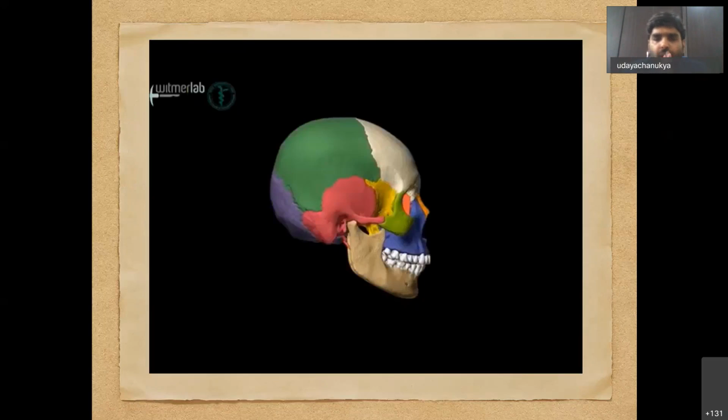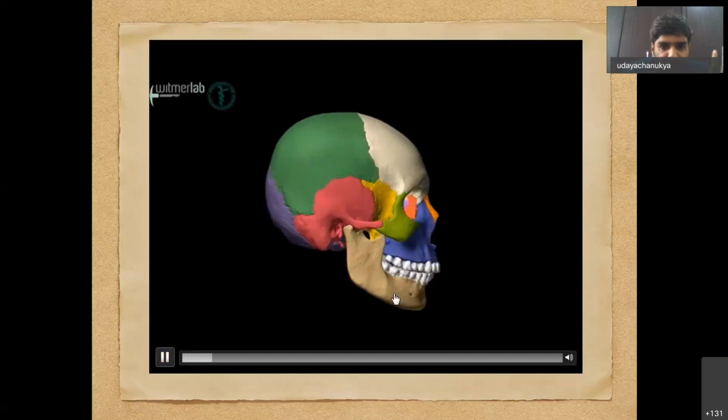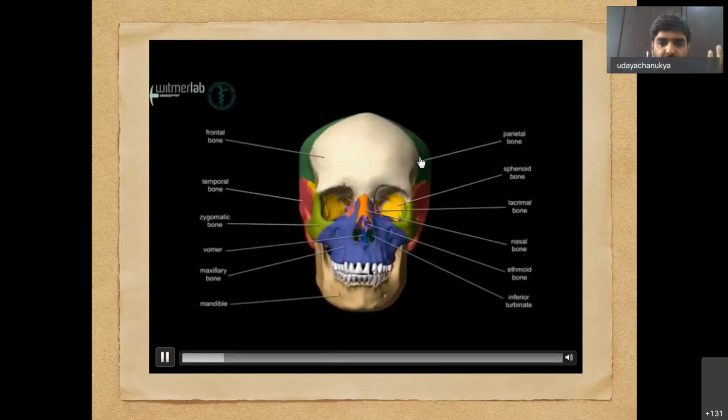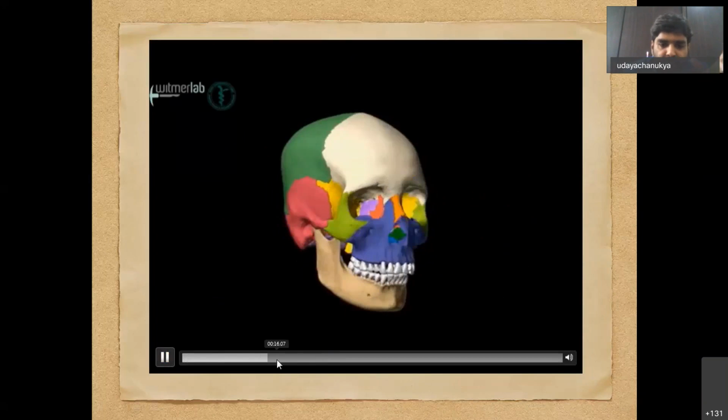Now, one can easily think, how can 22 bones or 29 bones just be in this compact skull? How can they be articulated? I was also in search of such a thing when I was in PG, and fortunately I found this animation which clears our doubts. These are the various bones which are seen from the lateral view, and these are the bones which can be seen in the anterior view. Every bone has been designated with a different color. So this is the 360-degree rotation.